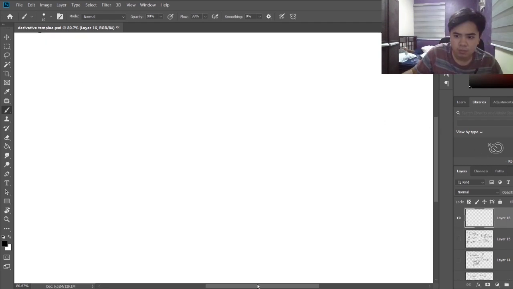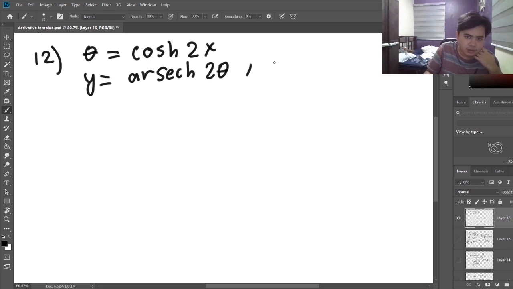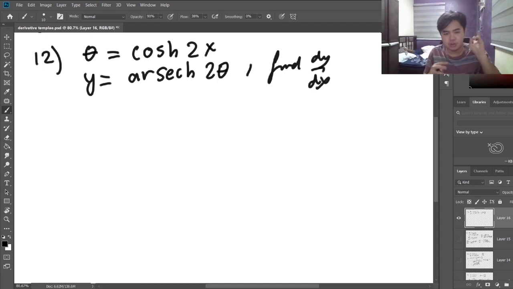Okay, so question number 12. What's question number 12? We have two sets of equations. Theta equals cosh of 2x, and y equals arsech of 2 theta. We need to find dy over dx. We're going to do it two ways. First, the normal way, and second, using differentials. It's very simple, so don't be scared.